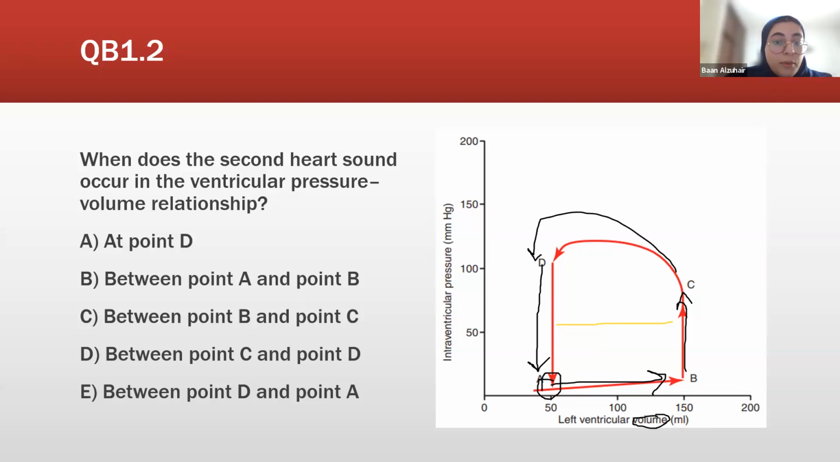So they should open at point A, okay? From point A to point B, we said ventricular filling. And then from point B to point C, it's the exact same thing as D and A, but it's isovolumetric contraction. No change in volume, but we have contraction, like small contraction.